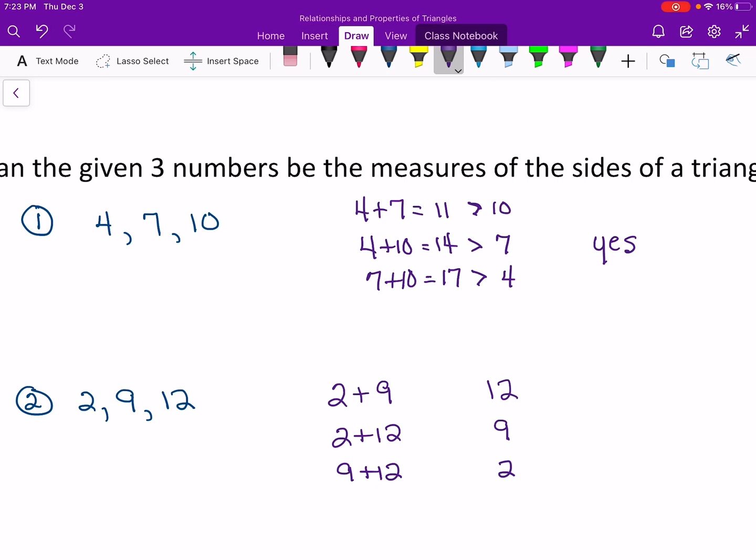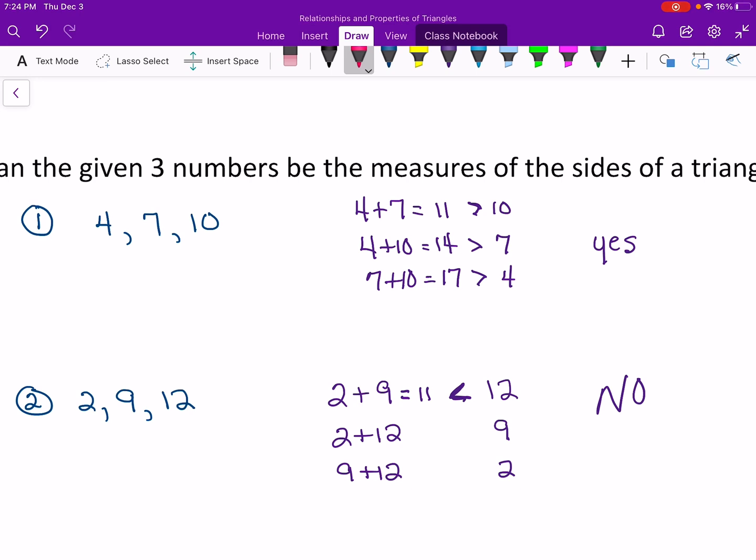Okay, 9 plus 2 is 11. Well, we already ran into a problem. That is not greater than 12. We can stop right there. So no, those cannot be sides of a triangle. Let me show you a little picture as to why that can't be.